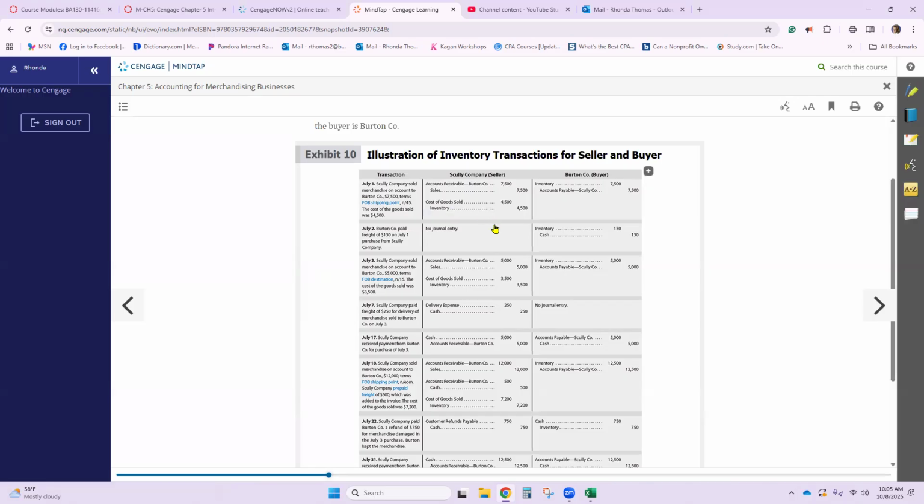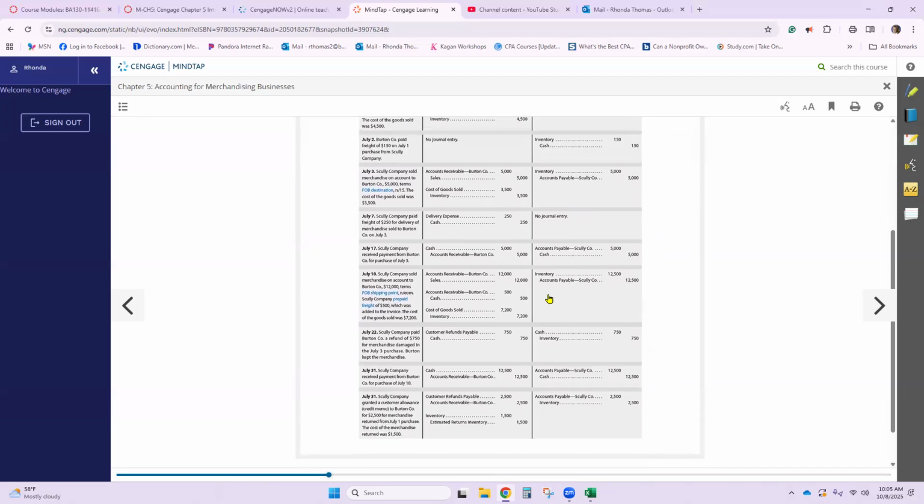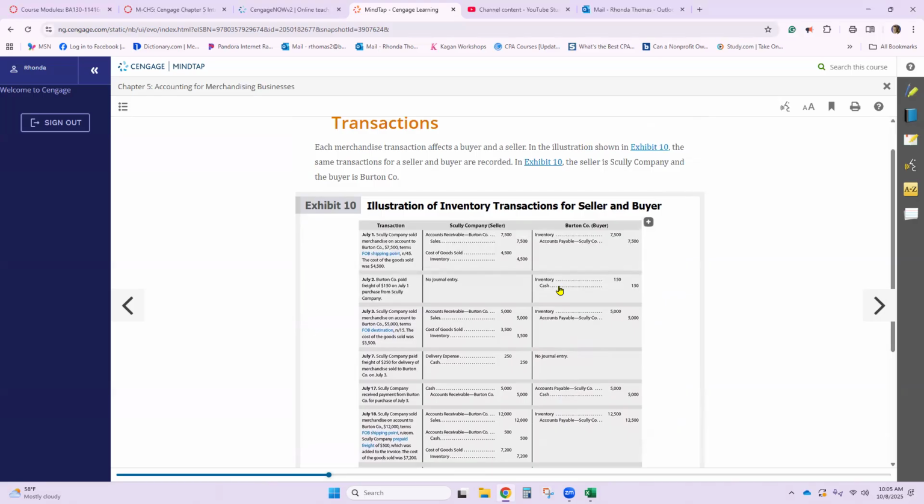So what's nice about this Exhibit 10, which I made you a copy of, is that for every transaction you see, here's the seller side, here's the buyer side, which is fantastic because, boy, I could have used this when I was learning a lot of this. I want you to keep this handy while we work on Chapter 5 problems, because I think it does a very good job showing both sides of the transaction. Okay. And like I said, we have to establish which side we're on.